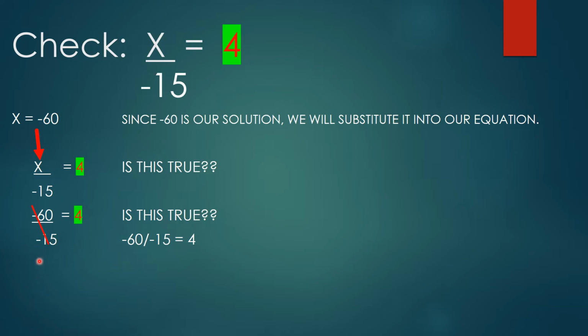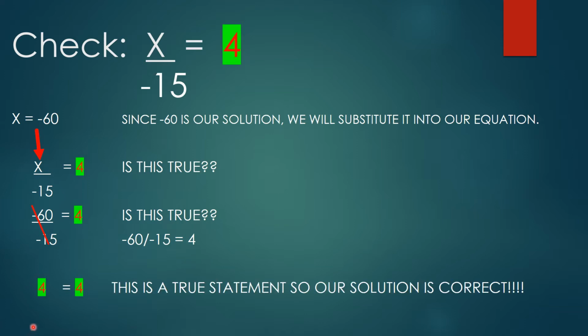So on the left side, I'm going to cancel that negative 60 and that negative 15. The first thing is negative divided by negative is positive, and 60 divided by 15 is equal to 4. So finally I get 4 equals 4. This is a true statement, so our solution must be correct.